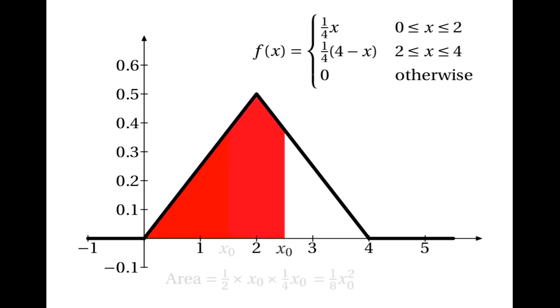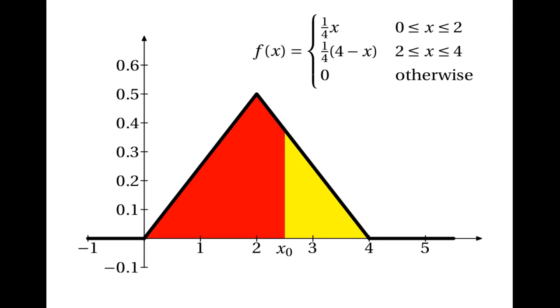The second case we need to look at is when x0 is between 2 and 4. And in this case we need to work out this red area here. But it's going to be easier to think about the yellow area and subtract that from 1, because remember that the total area under the graph of the probability density function must be 1. And therefore the red area will be 1 take away the yellow area.